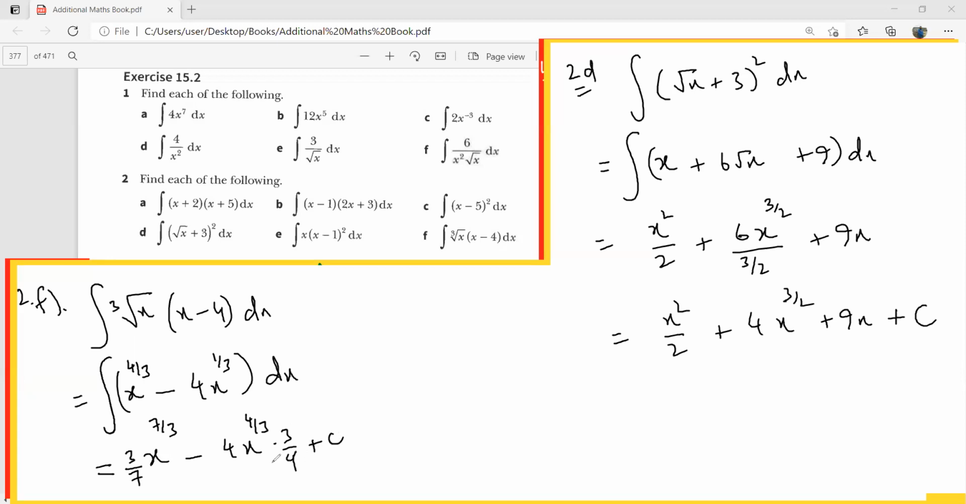I hope you people are not confused with whatever I have done here. Basically, it was x raised to power 7 over 3 over 7 over 3 minus 4x raised to power 4 over 3 over 4 over 3. So over 4 over 3 becomes 3 over 4. Over 7 over 3 becomes 3 over 7. Okay? So now you try all these parts of question number 1 and 2, and then I'll take the third question.